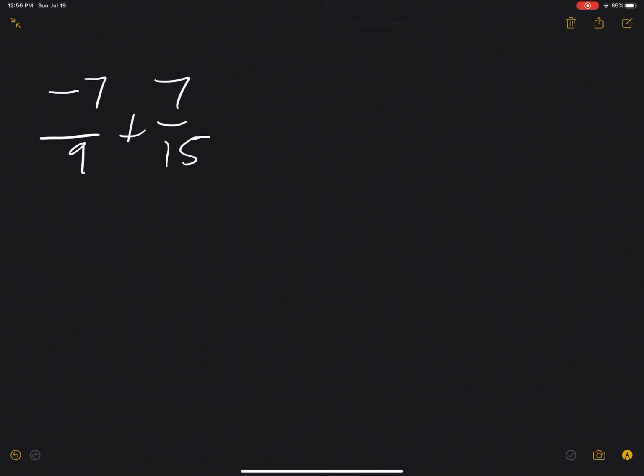Let's do another example. Let's do negative 7/9 plus 7 over 15. In this case, I have 7s in the numerators, but I still need a common denominator. So I'll throw my denominators into the division box. 9 and 15. What do 9 and 15 have in common? A 3.